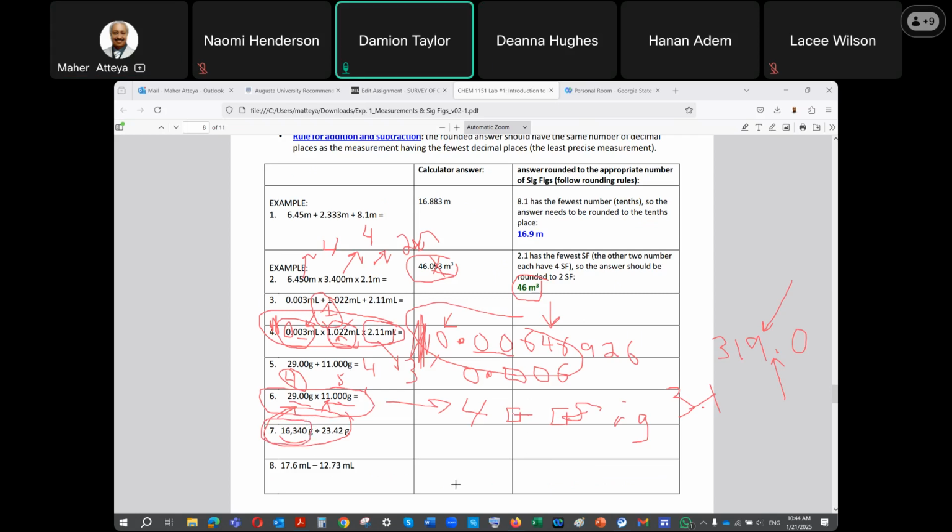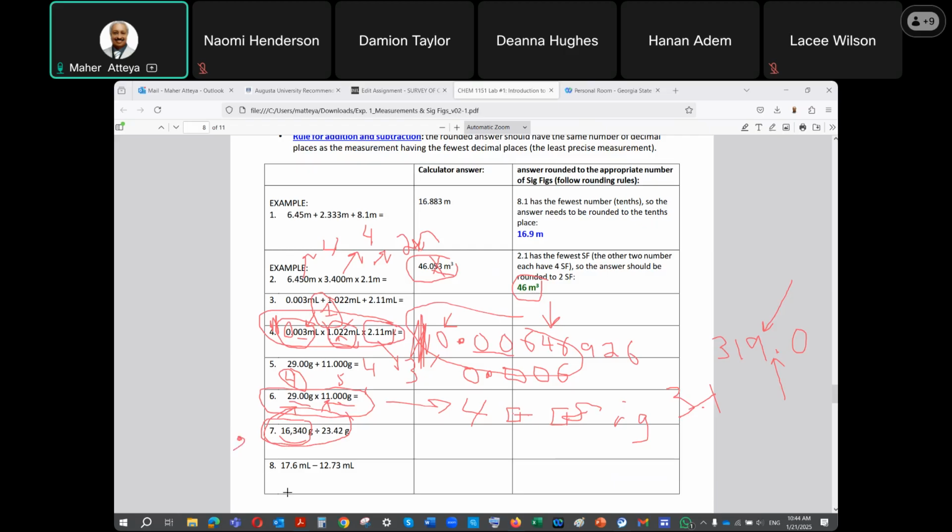5. Look at it again. Oh, 4. Why is 5 not correct? 4 is correct. Why? Because this one is missing the decimal. This is a comma. A comma is just not part of sig figs.